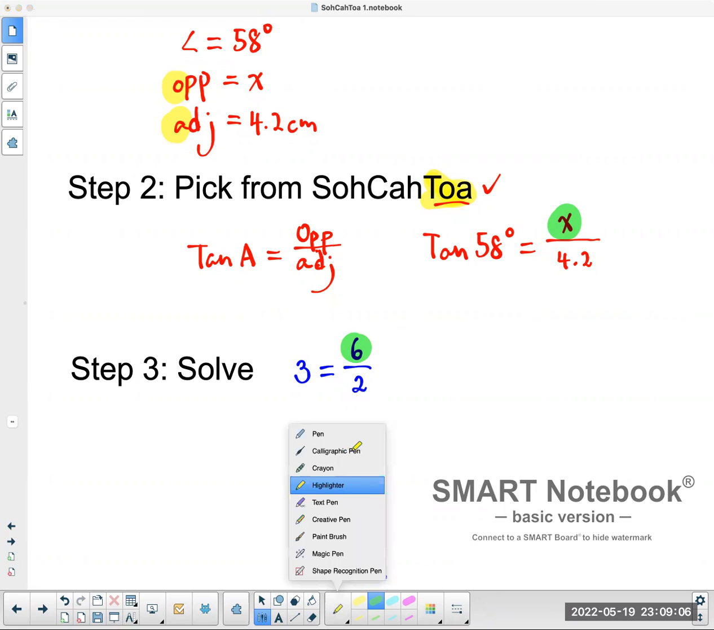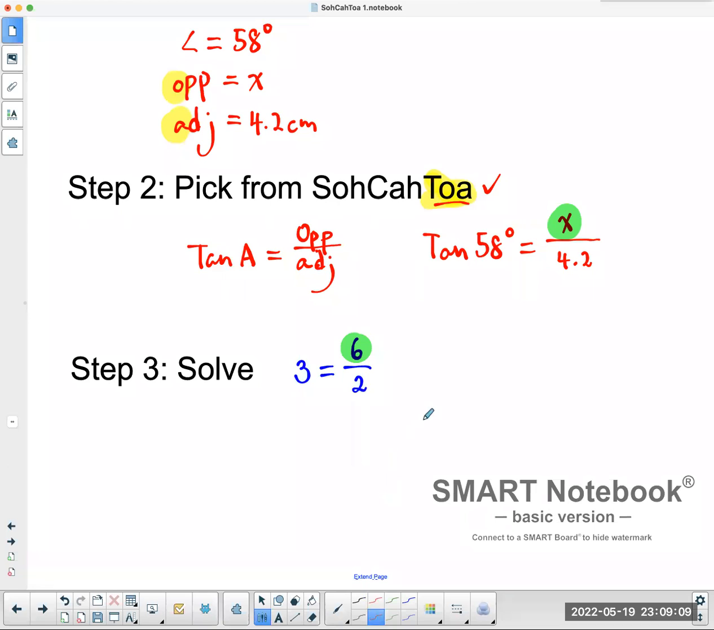So to solve for the unknown x, I'm going to multiply tangent 58 with 4.2. So you take out your calculator, you do tangent 58 degrees, and you multiply by 4.2 centimeters. That's going to give you the value of x. So in this case, tangent 58 multiplied by 4.2 is going to give me 6.7 centimeters if I round off to 1 decimal place.